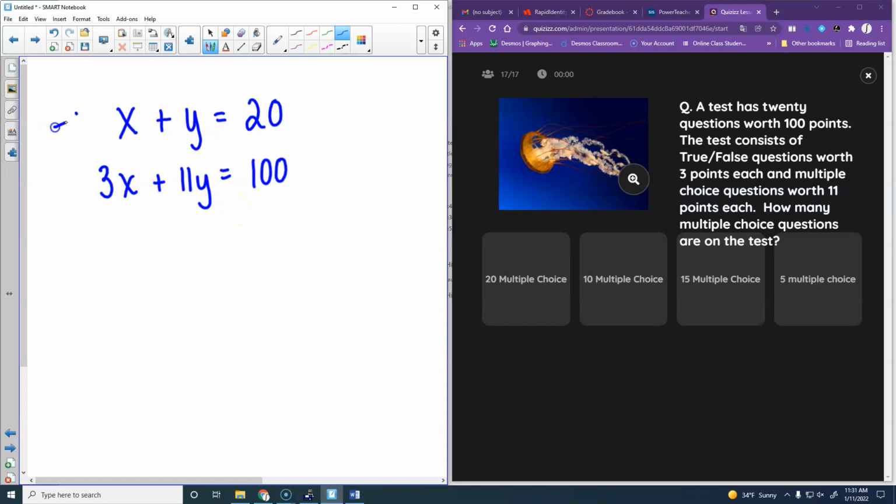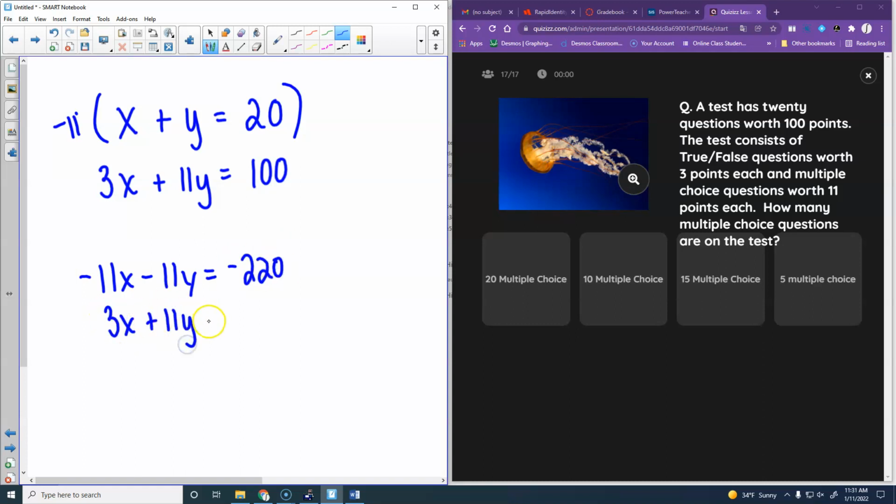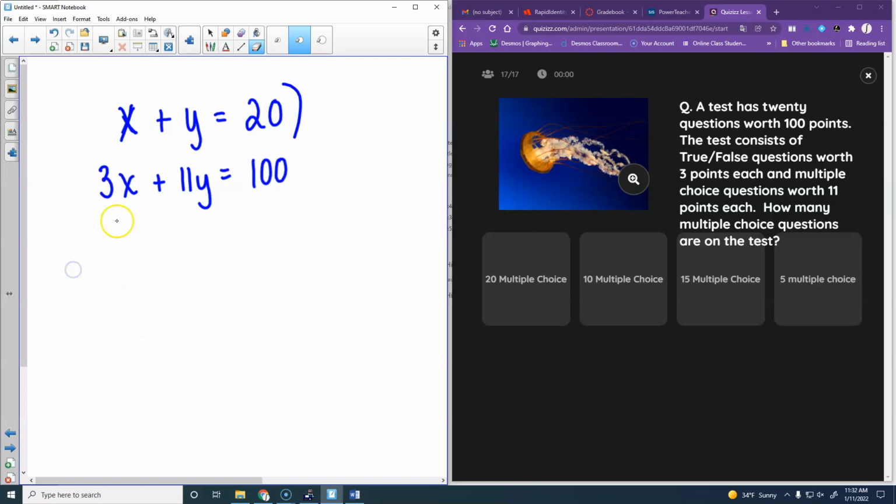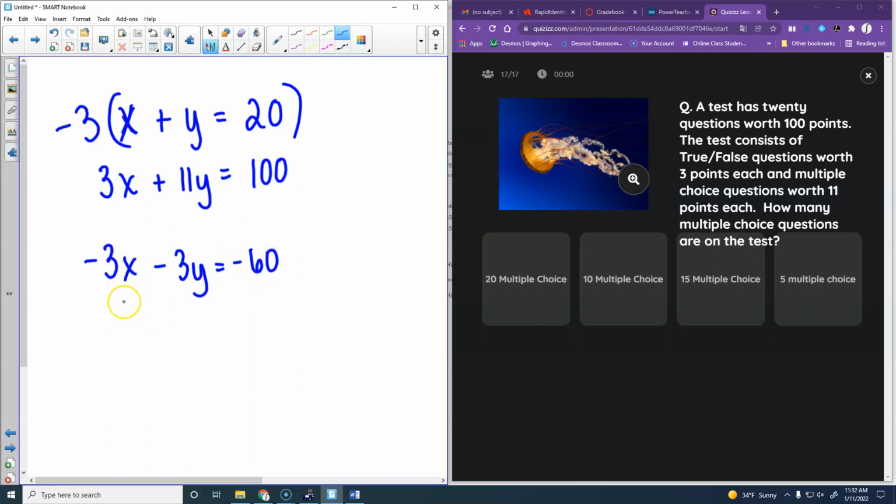So I would multiply the top by negative 11. So you'll have negative 11x minus 11y equals negative 220. Is that right? Negative 220. And then you got 3x plus 11y. Oh, wait. I'm doing this very backwards from what I should do. We want to get rid of our x's, not our y's. So multiply by 3, stay in your seats. Negative 3x minus 3y equals negative 60. Zane, in your seats, Wade, sit down. 3x plus 11y equals 100. You cancel these. You're going to get 8y equals 40.